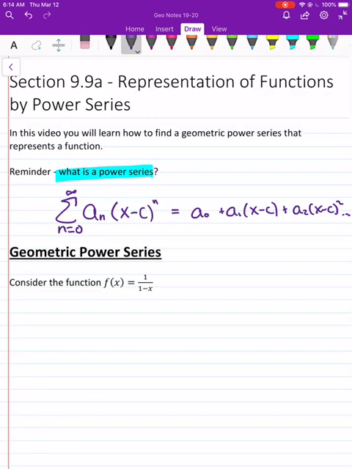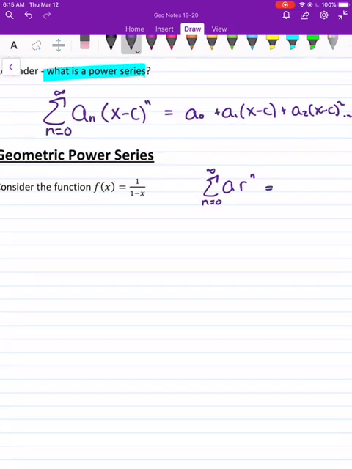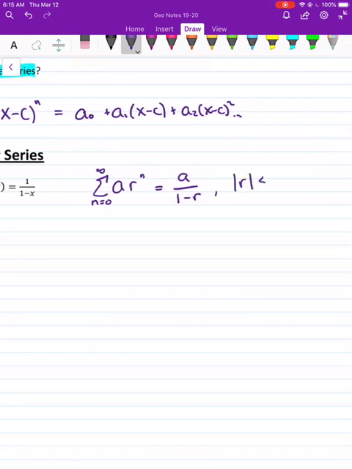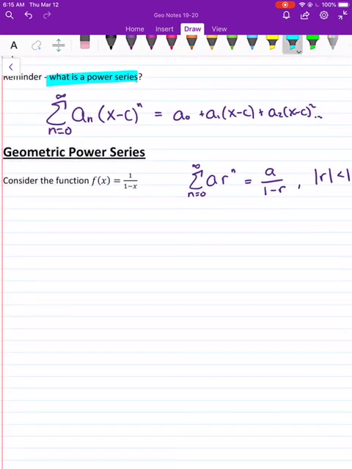All right. So if I look at this first function here, consider the function f of x equals 1 over 1 minus x. I can remind myself, hey, this kind of looks like the sum of a geometric series. If I have a geometric series, which is a times r to the n, the sum of that is going to be a over 1 minus r, where the absolute value of r, remember, is less than 1. So if I relate that to my function here, I can see that the a value is 1 and the r value is x.